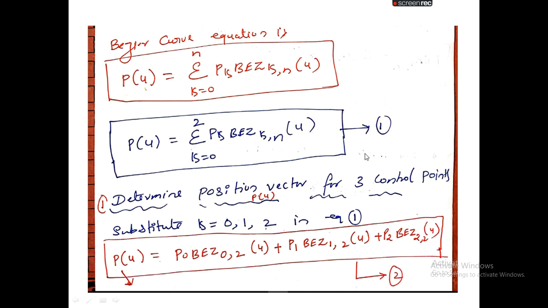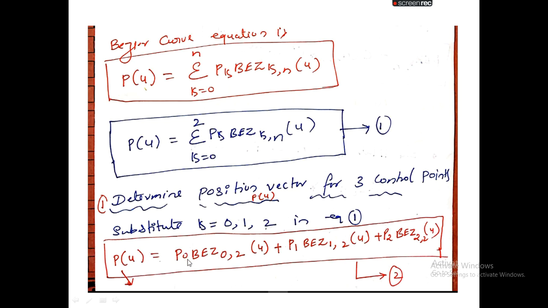To solve this particular problem, we are supposed to calculate three things. So first one is we need to determine the position vector P of u for three control points. Then substitute the k value equal to 0, 1, 2 in equation number 1. Then you will get the position vector P of u.